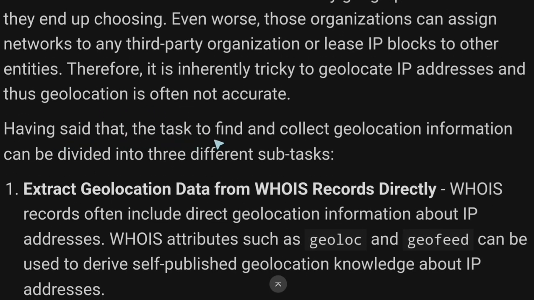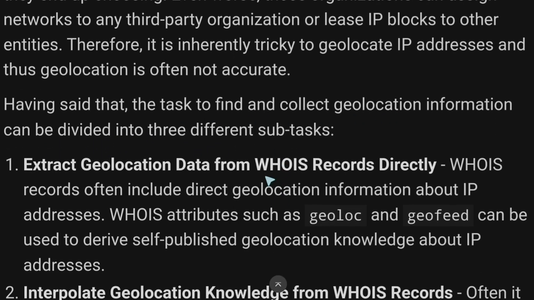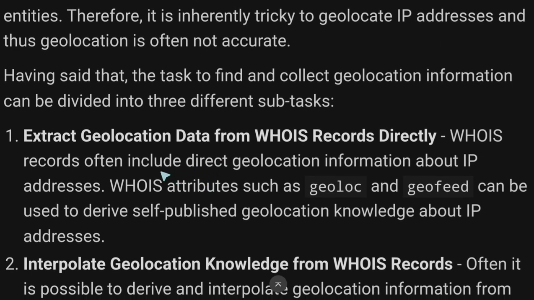Having said that, the task to find and collect geolocation information can be divided into 3 different subtasks. We'll see how we get the IPs' geolocation, and that's it for now. So how do we get the geolocation?